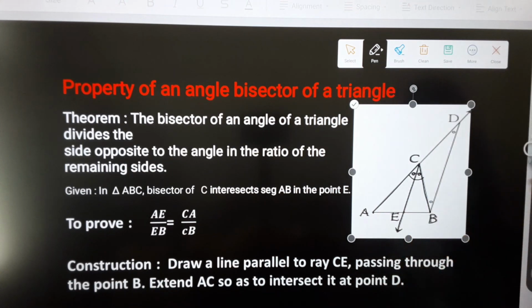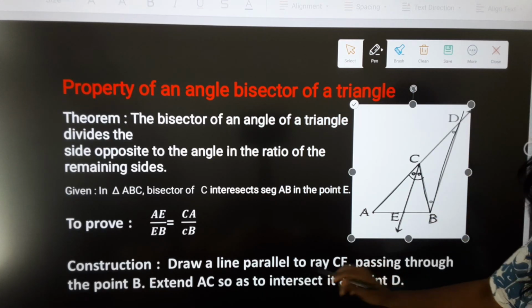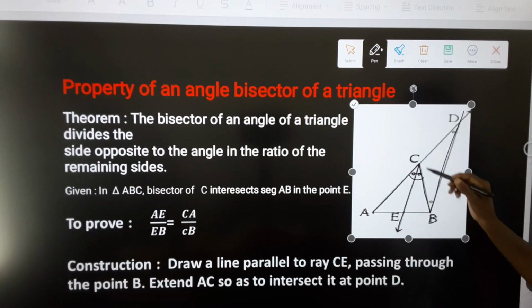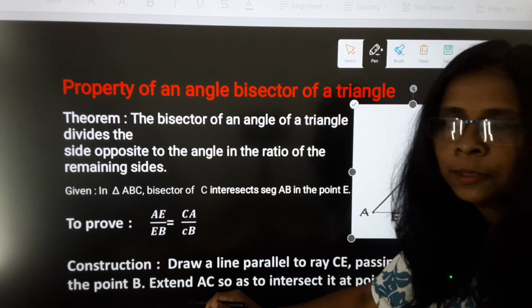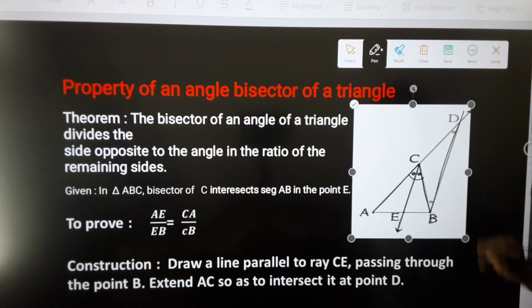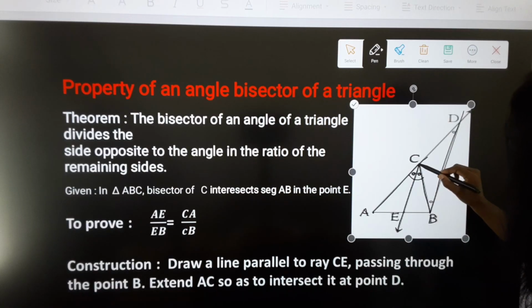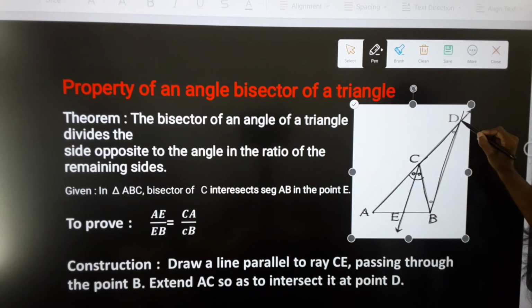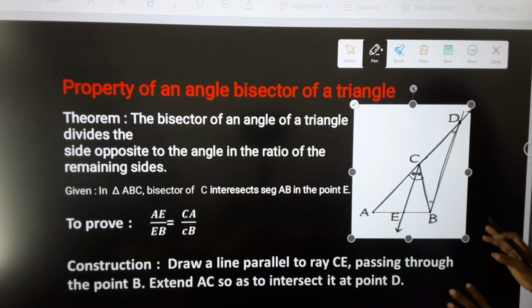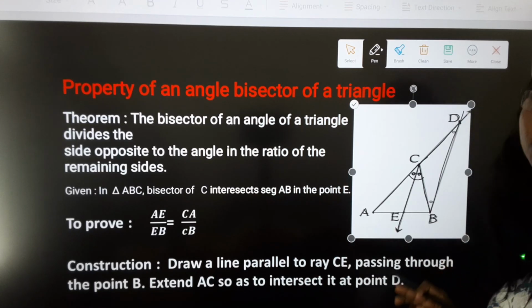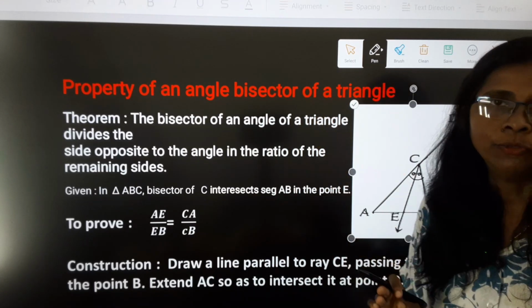So we construct that. That means we draw a line parallel to ray CE. So there is a line, which is DB, parallel to CE. Both lines are parallel to each other, passing through the point B. And as you extend this side AC, these two lines intersect at the point D. Okay, students? So now we are ready to prove this property of the angle bisector of a triangle, students.